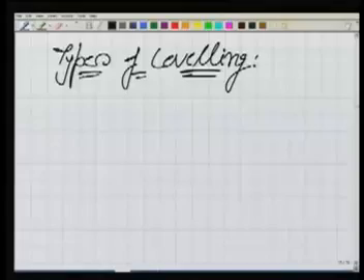Now what is the meaning of types of leveling? We have seen the simple way how leveling can be done, but actually some categories are there, and we specifically would like to name them. And how do we do leveling in those categories? This is what we are going to discuss now. In the types of leveling, we will start with the very first one, which is reciprocal leveling.